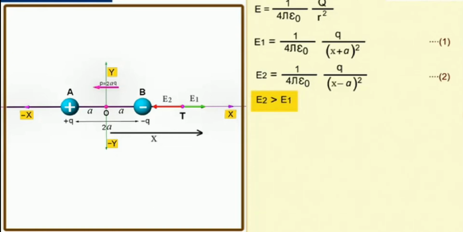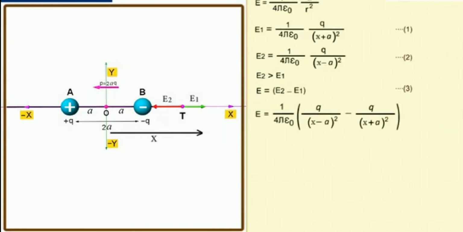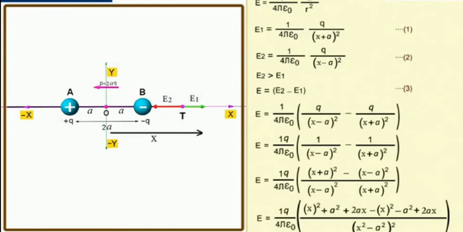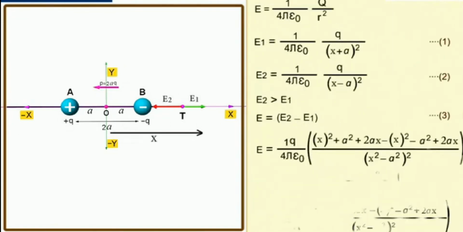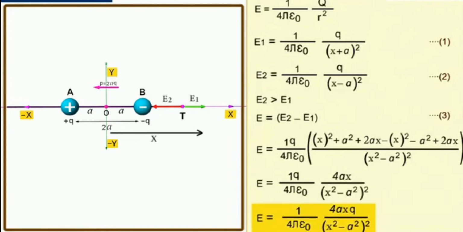Hence, the magnitude of the resultant electric field strength E at the point D is equal to E2 minus E1. Let us label this as equation 3. The direction of the resultant field strength at the point is in the direction of E2. Substituting the values of E2 and E1 and simplifying, we get the expression for the electric field strength E as 1/(4πε₀) × 4qax/(x²-a²)². Let us label it as equation 4.